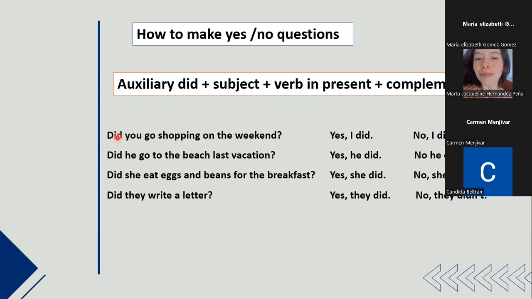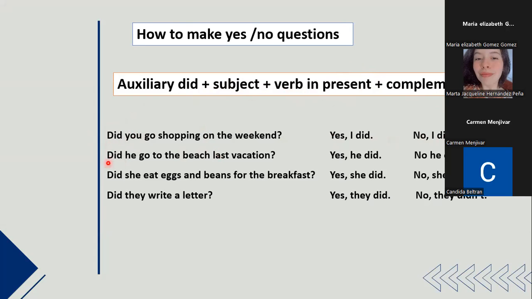Así comenzamos las preguntas con este auxiliar. Con el auxiliar did al principio de la pregunta, después va el sujeto, the subject, then the verb en presente, and the complement. Y finalmente, no nos olvidemos del question mark, el signo de pregunta. Look at this example. Did you go shopping on the weekend? Yes, I did. No, I didn't.